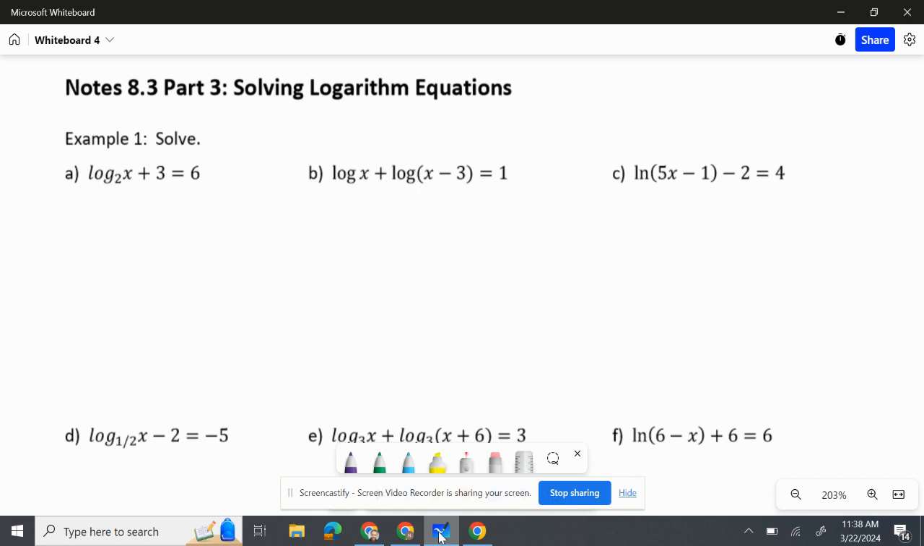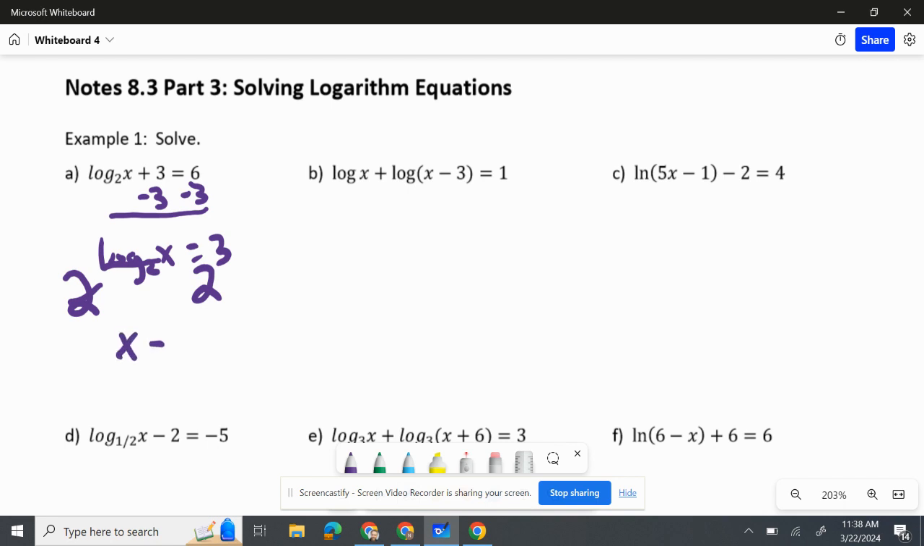So for the first one, what we're going to do is subtract the 3. And that gives us log base 2 of x is equal to 3. Now, in order to get rid of the log, we're going to treat it as an exponent, and we're going to write a base, because when the base numbers are the same, it becomes 1, and we get x equals 2 to the third, which we know is 8. So our answer is 8.